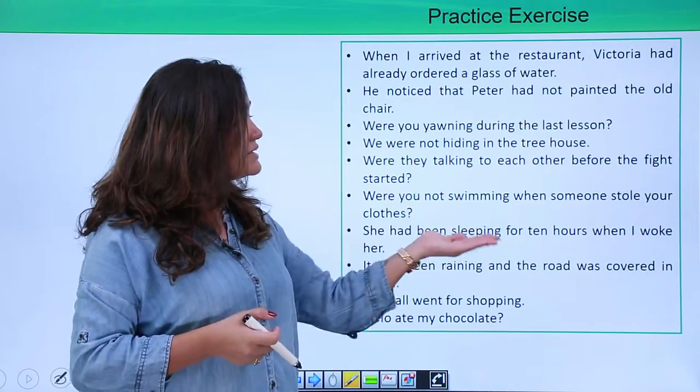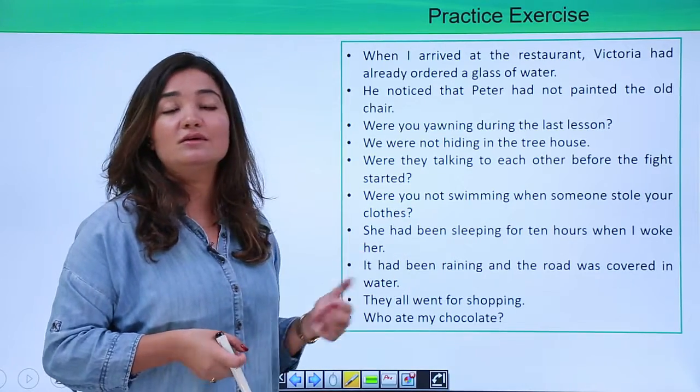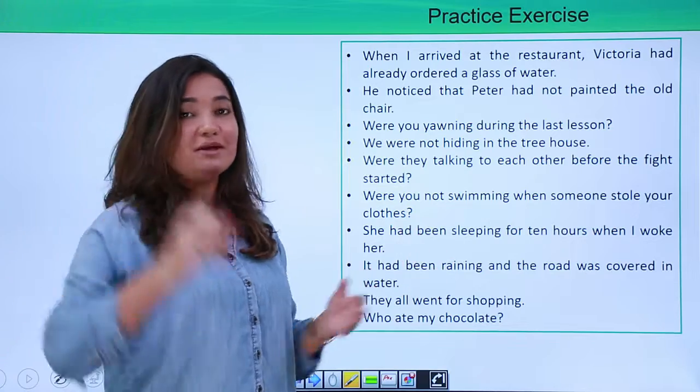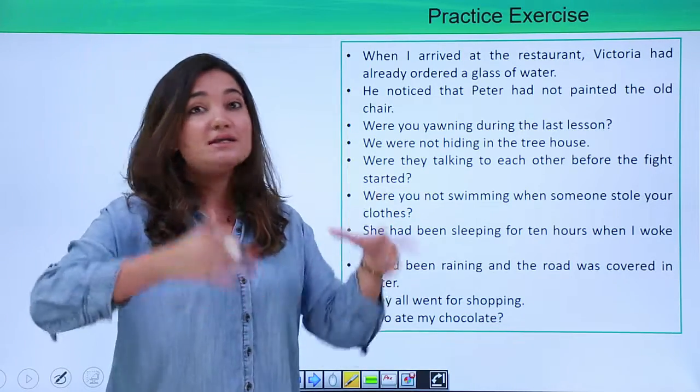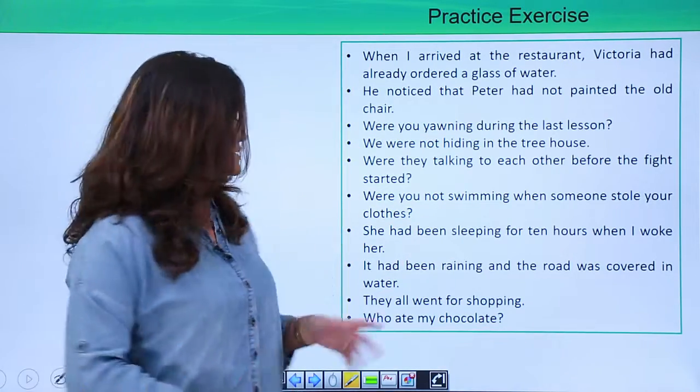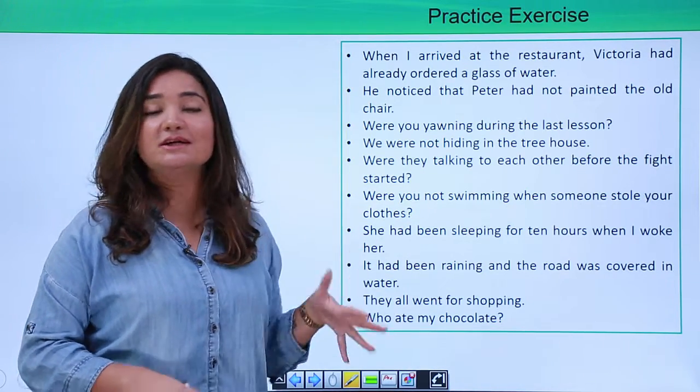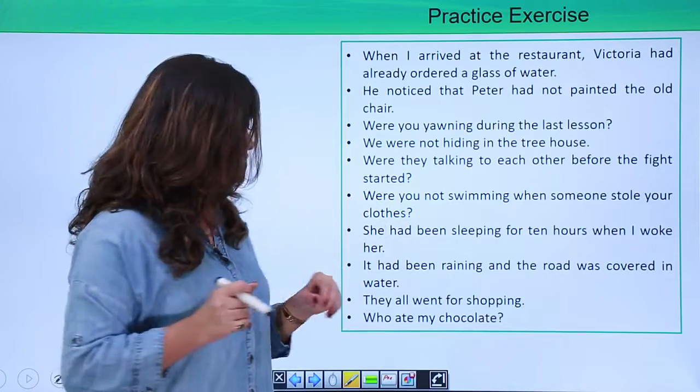She had been sleeping for 10 hours when I woke her. So what is it? It has both, had been sleeping. So what do you understand? It is the past perfect continuous tense. It had been raining and the road was covered in water. Again, past perfect continuous tense.